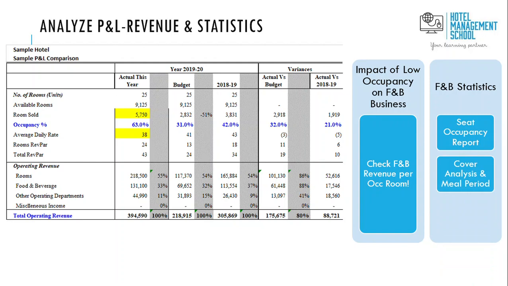So you can do cover analysis for each meal period. For cover analysis, you need to look at each meal period separately: in-house covers, outside covers for each restaurant if you have multiple restaurants. And then also you can look at the menu engineering reports from each restaurant separately, to understand which dishes are getting more popular, what is not popular, and what is more profitable and less profitable.